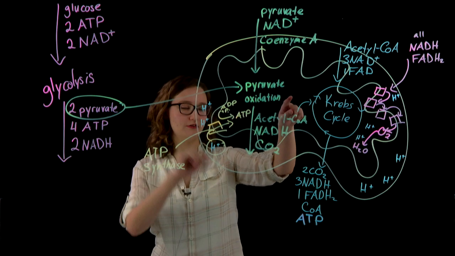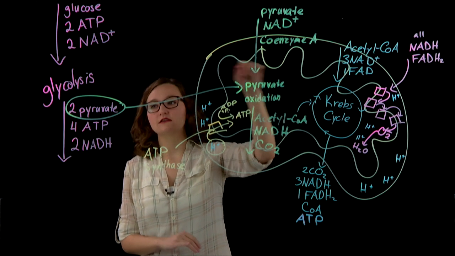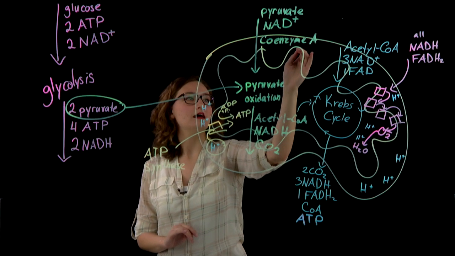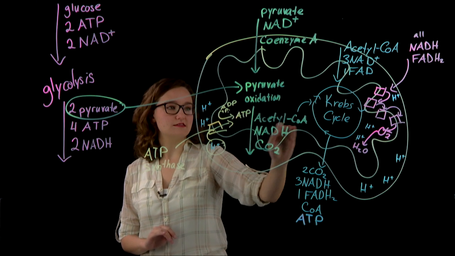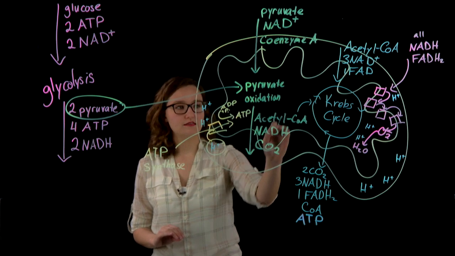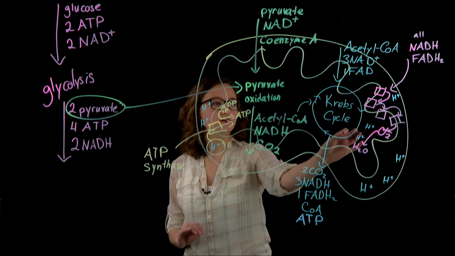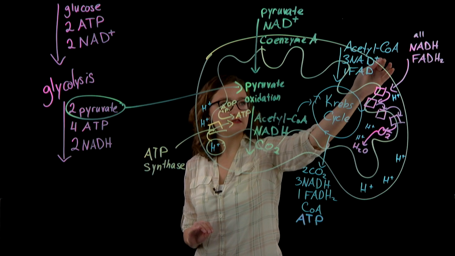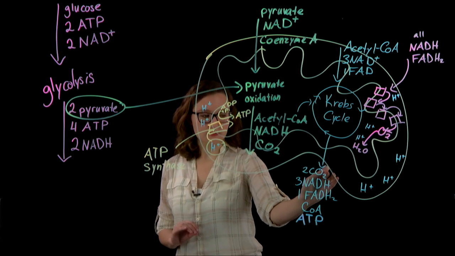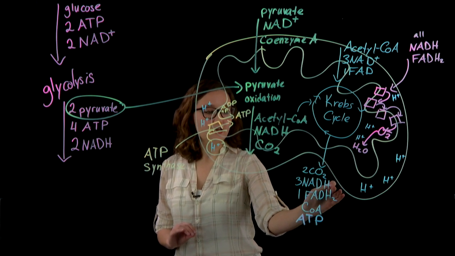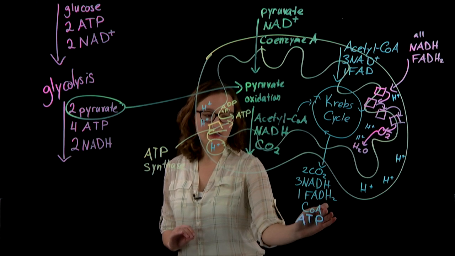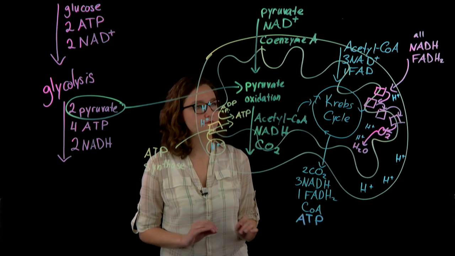We take it into pyruvate oxidation. So our pyruvate that we made goes in. We use NAD+ and coenzyme A to create acetyl-CoA, NADH, and carbon dioxide. The acetyl-CoA then goes into the Krebs cycle, along with 3 NAD+ and 1 FAD. And out of this, we get 2 carbon dioxides, 3 NADHs, 1 FADH2. We get our coenzyme A back, and we get 1 ATP.